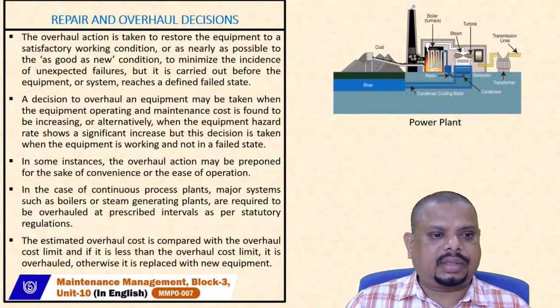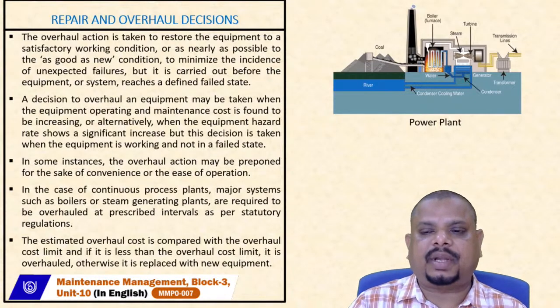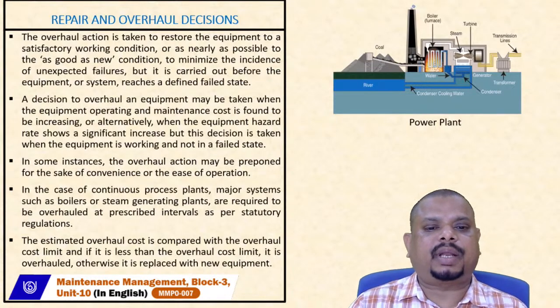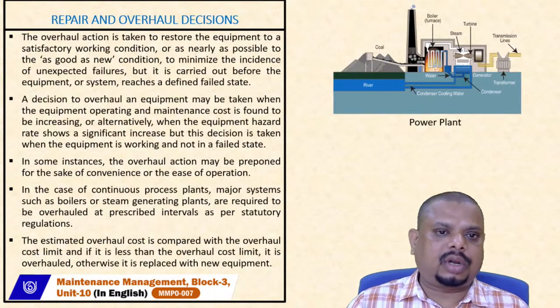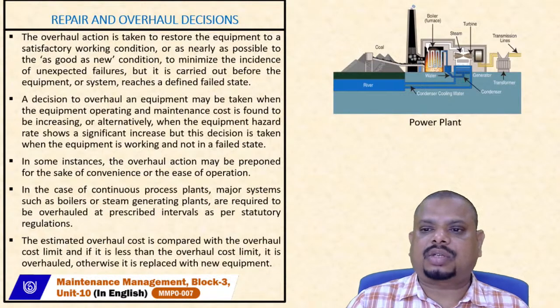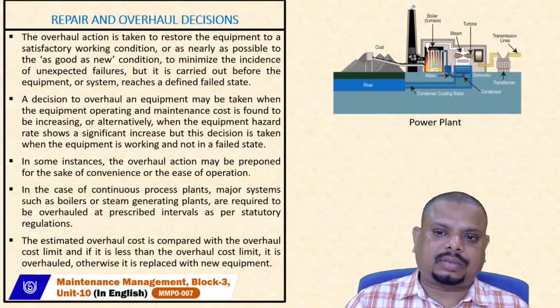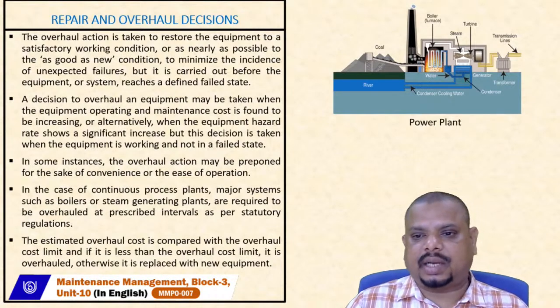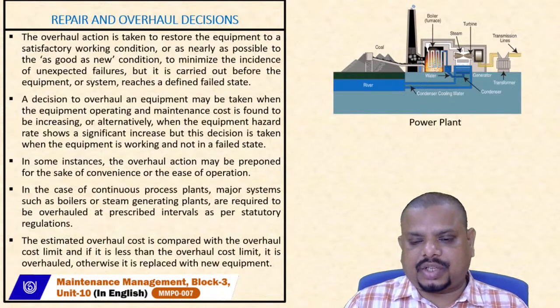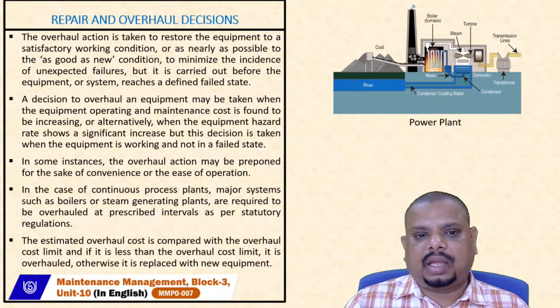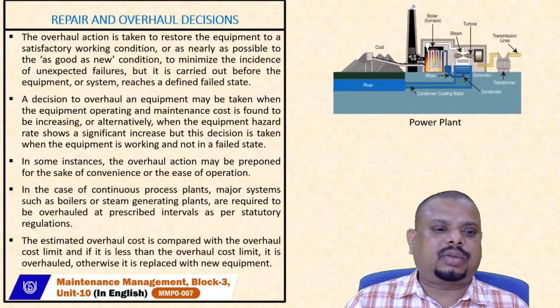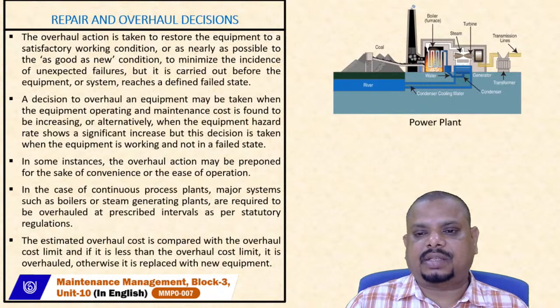The next important part: the decision to overhaul an equipment may be taken when the equipment's operating and maintenance cost is found to have increased. So if you're not taking any kind of regular overhaul decision process, the maintenance cost automatically increases. That is why, in industries like small scale, medium scale and large scale industries, those who have precise parts or complex parts, to increase the operating time as well as decrease the maintenance cost, the overhaul decision should be taken.